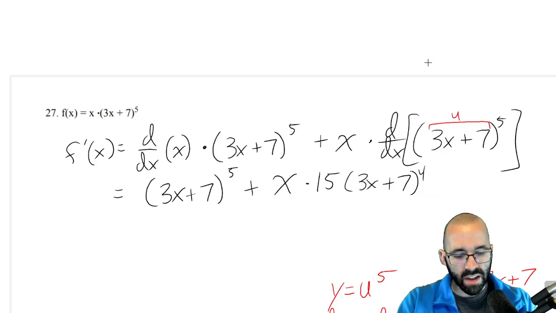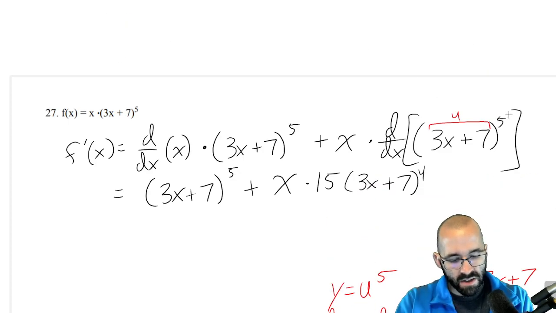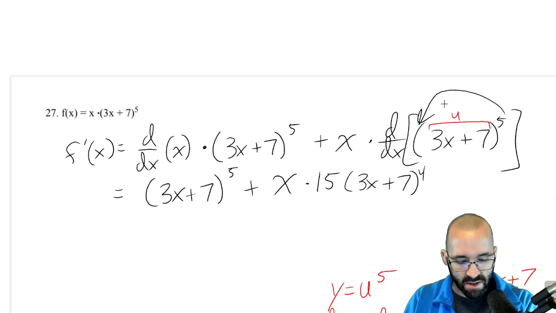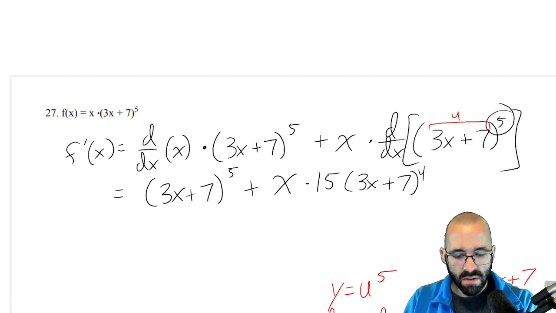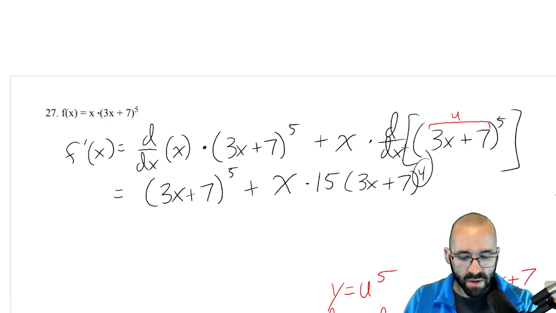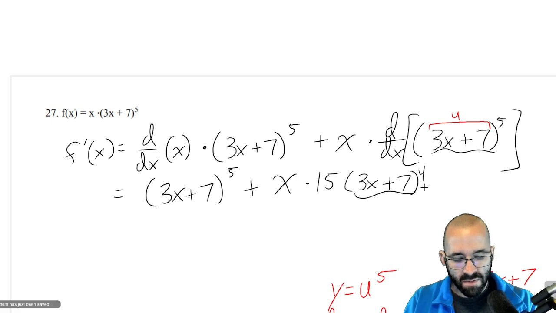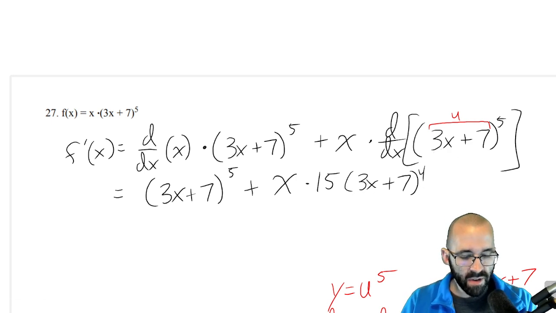And again, the other way you can think about this derivative is take the derivative of the outside function. 5 comes down in front. Subtract an exponent. Now it's an exponent of 4. Leave the inside the same. Multiply by the derivative of the inside, which is 3. That's where the 15 comes from, the 3 times the 5.